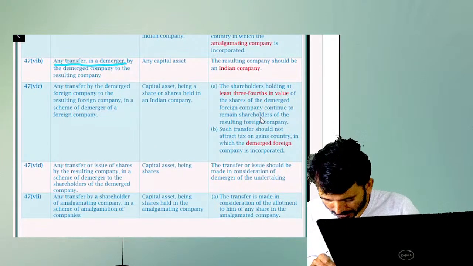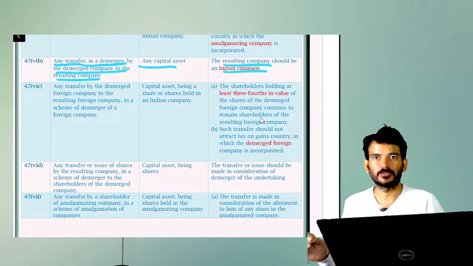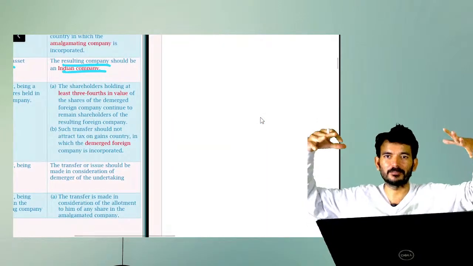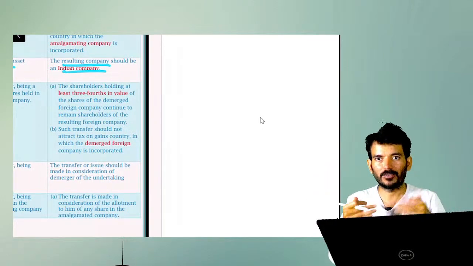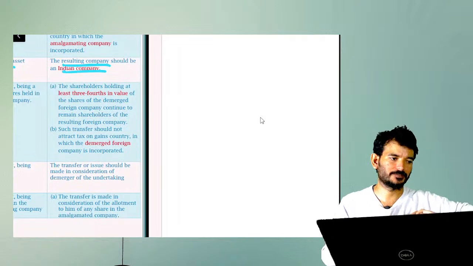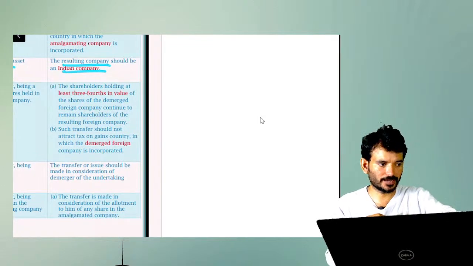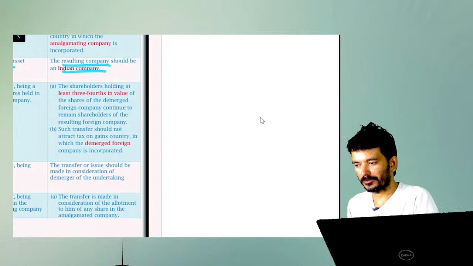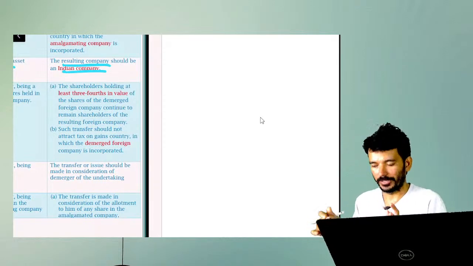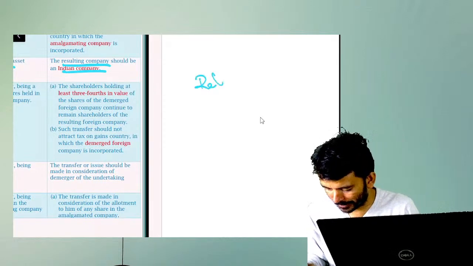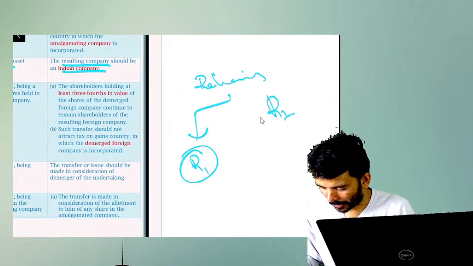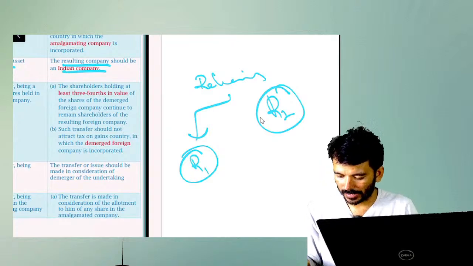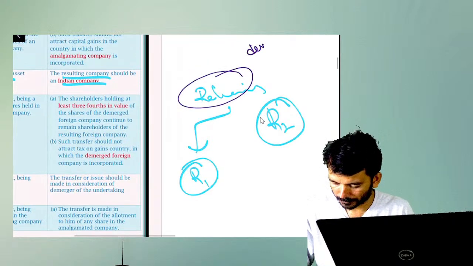Any transfer in a demerger by the demerged company to the resulting company. So again this is the same thing which I just said. Reliance is a very big company, they often go for demerger. Any big companies, MNCs, you see they always merge with something or acquire something, and they spin off, split or demerge. Example, there is Reliance, a big company. Say it is becoming R1, one company, and R2, another company. This Reliance, you call it a demerger.